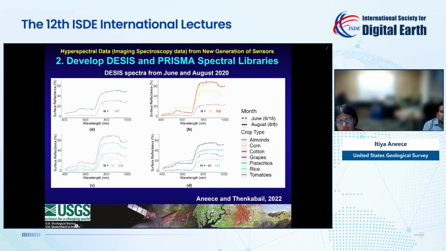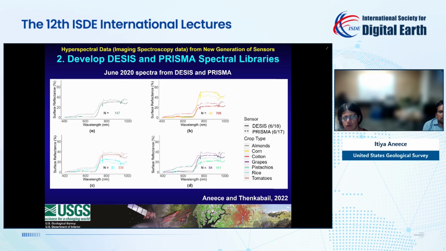Now, we want to make GISA robust so it can be used by multiple researchers for validating their machine learning models. So we want to include various variables, like these DESIS spectra from June and August 2020, capturing some of the crop types in different growth stages. And we want to include data from multiple sensors as well. So here you see a comparison between June spectra from DESIS and PRISMA.